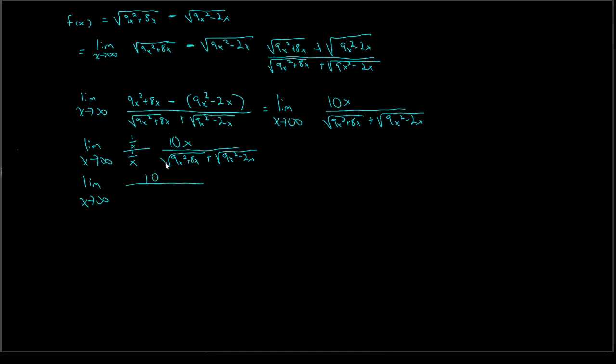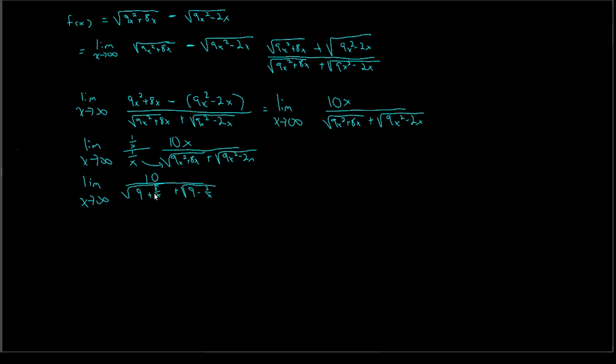And then in this 1 over x, if we think about it having come in through here, well, we could have had a factor of 1 over x squared in here, and if it was a factor, it would have come out as 1 over x. So we can put this back in as 1 over x squared as it distributes into the square root. So we're going to get the square root of 9 plus 8 over x, plus the square root of 9 minus 2 over x. And now we can take the limit.